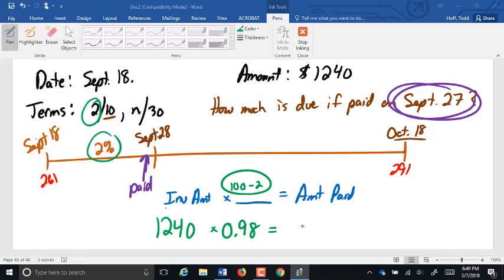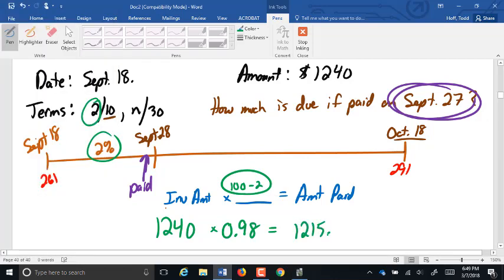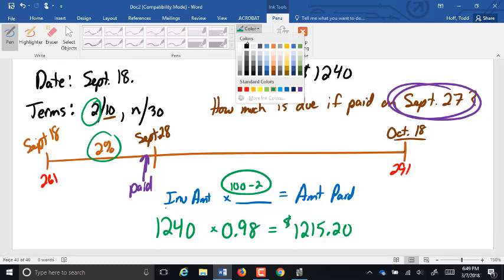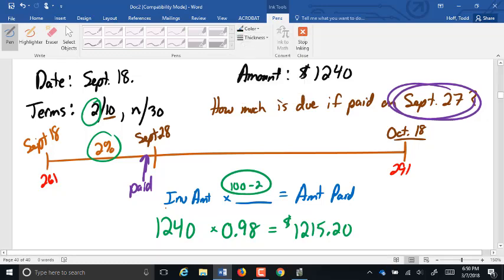So $1,215.20. Any questions there? Okay, I'm going to have you guys try one.